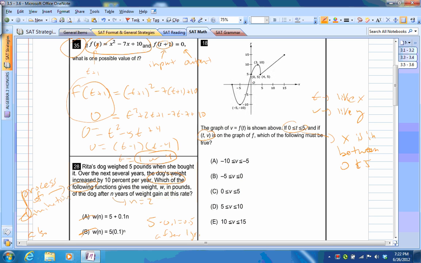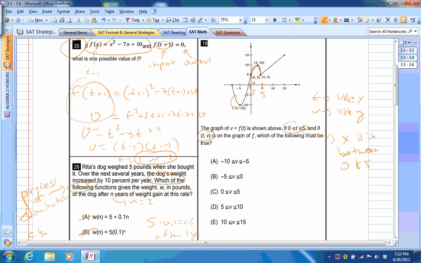So according to the graph, here's x equals 0, here's x equals 5. So this is the portion of the graph we're interested in, because that's the only part of the graph with x values between 0 and 5. Like this part's no good, because the x values are obviously greater than 5.